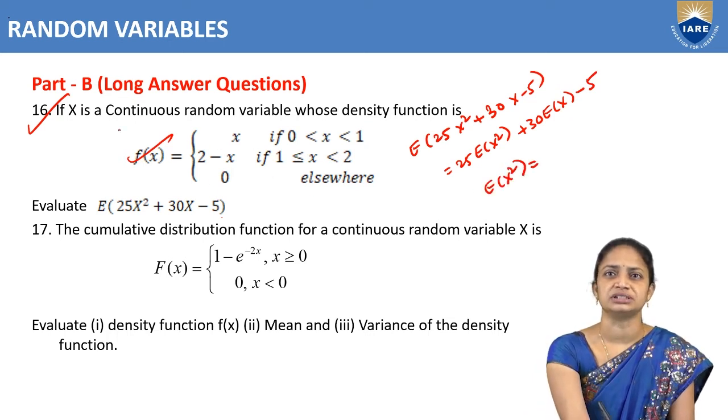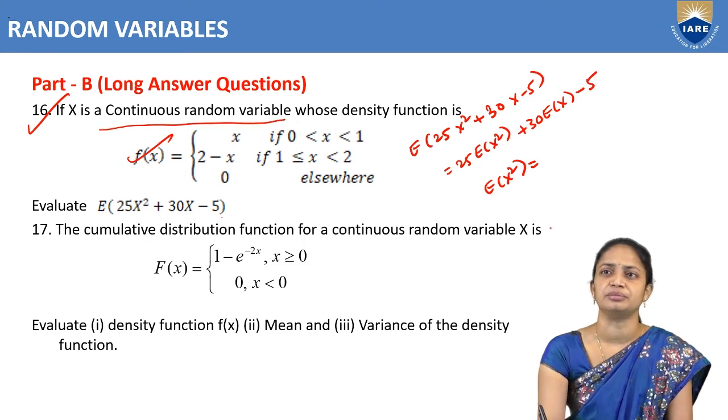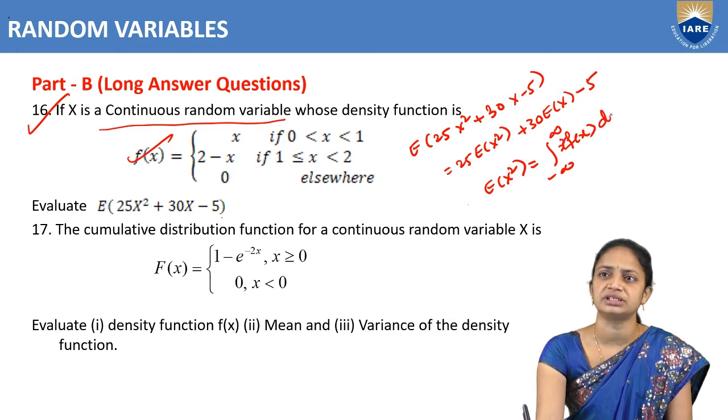Here x is a continuous random variable. So what is the expectation of x square? It is nothing but the integration over minus infinity to infinity of x square into f of x dx. And the expectation of x is the integration over minus infinity to infinity of x into f of x dx.